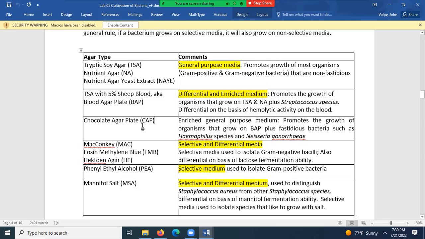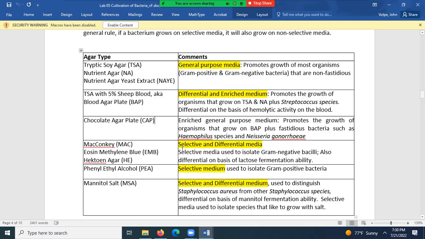Any question about CAP, meaning chocolate agar and blood agar? All right, both of those are enriched media. Blood agar is also a differential media. MacConkey's, EMB, and HE, meaning Hektoen agar, EMB, eosin methylene blue agar, sorry, and then MacConkey's or MAC, are both selective and differential media.